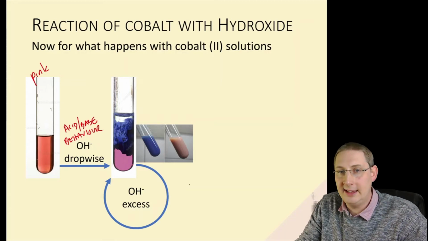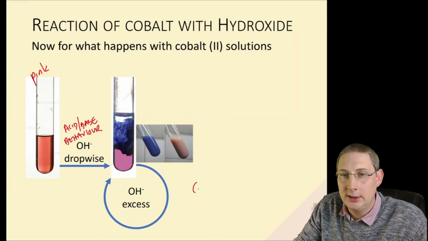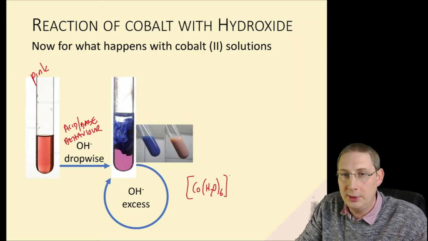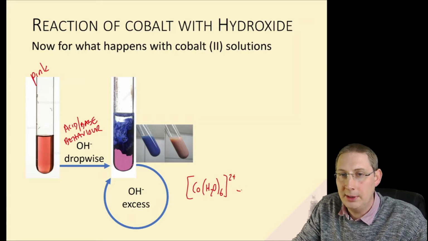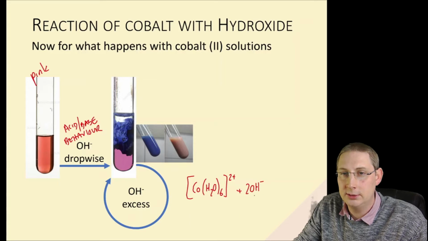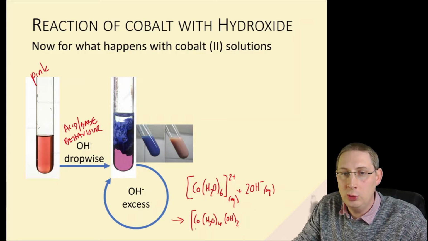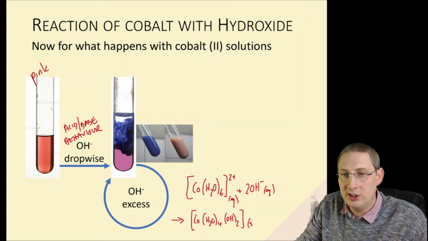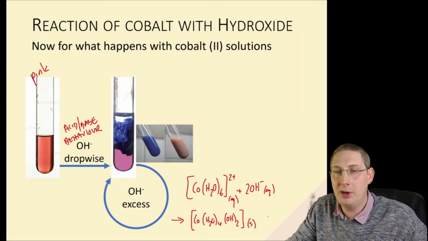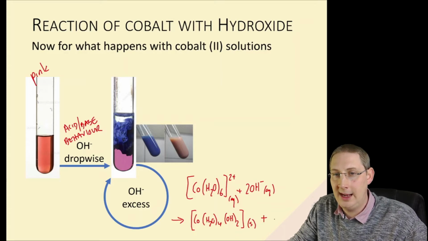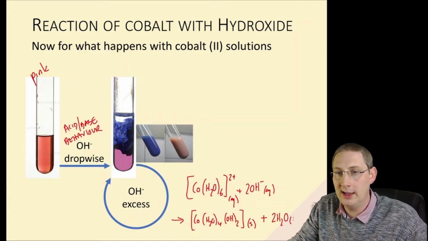And you could probably begin to write an equation for this reaction. So Co(H2O)6 2+ plus 2 hydroxide aqueous is forming Co(H2O)4(OH)2, neutral, which is why it precipitates out. It no longer binds favourably to water, and to H2O liquid.